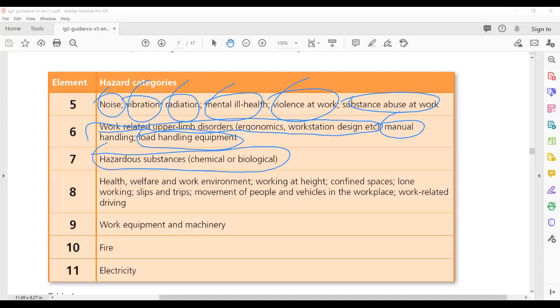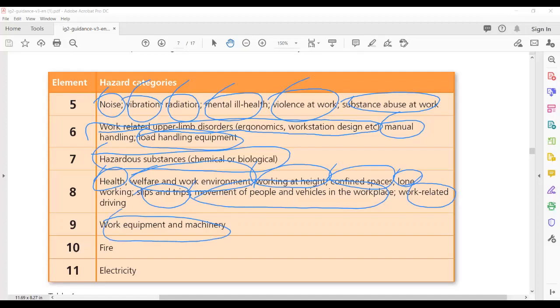Element number 7 covers only one hazard category, which is hazardous substances, which could be chemical or biological hazards. Then element number 8 hazard categories: health, welfare and work requirements is another hazard category. Working at height is another hazard category. Confined space is another. Lone working is another. Slips and trips is a hazard category. Movement of people and vehicles in the workplace. Work-related driving. So all of these are hazard categories. Element number 9, there is one hazard category, which is work equipment and machinery. Element 10, one hazard category, fire. And element number 11, we have one hazard category.